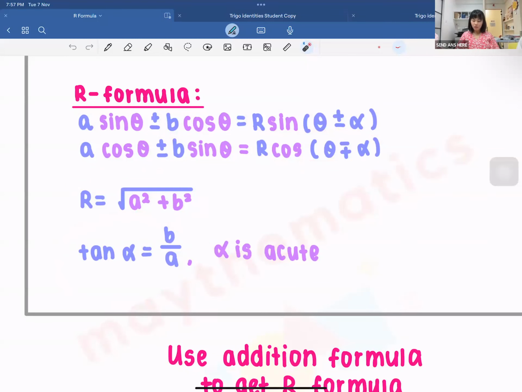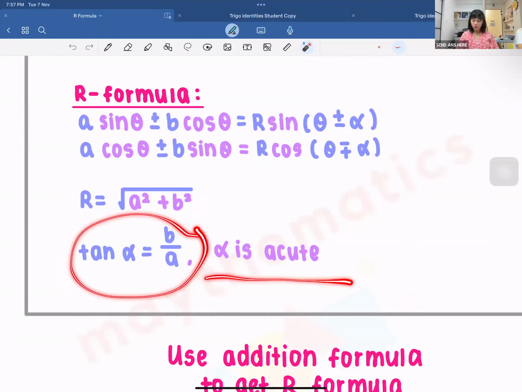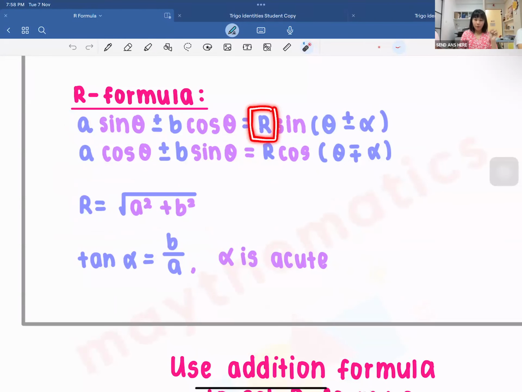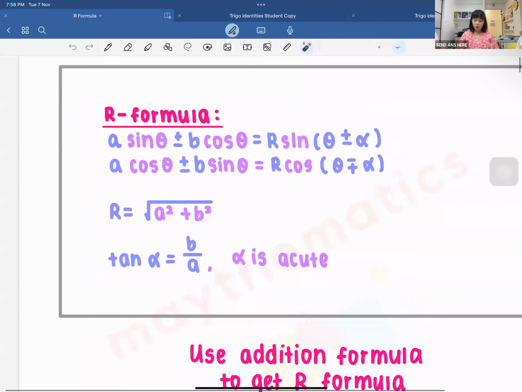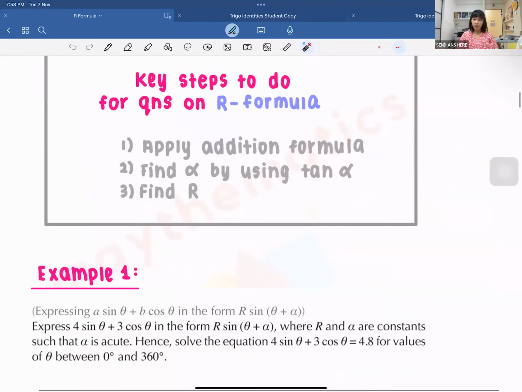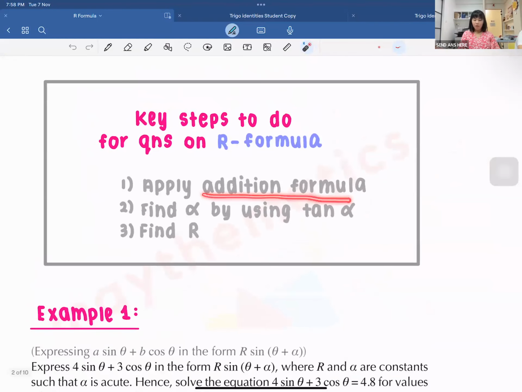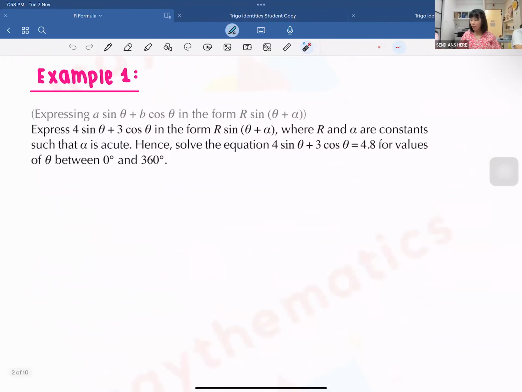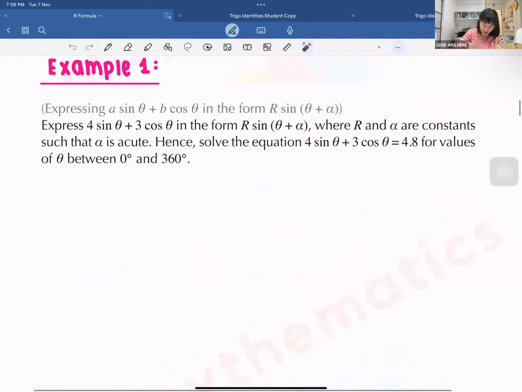And then this one. Okay, tangent alpha. Alpha is acute. So usually for R formula, you need to find number one, the R. Number two, the alpha. Then you can solve. So you see the key steps to do R formula are: apply the addition formula, find the alpha using tangent alpha, and find the R. Three key steps. Then you always can do it. Okay, I will just straight away jump into doing R formula, and then you all try your best to internalize this. Okay, so let's start with this.